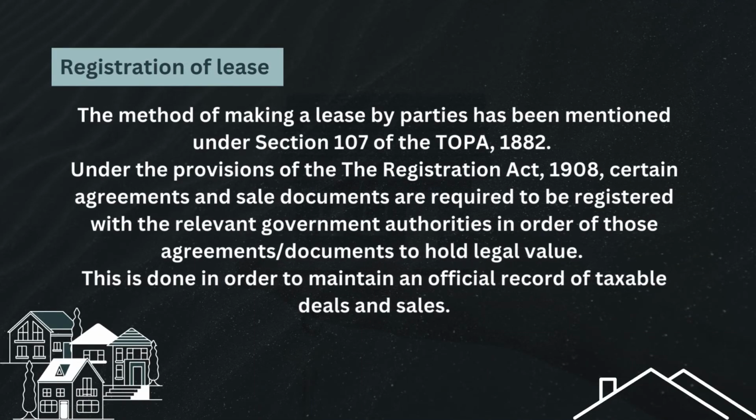Registration of lease. The method of making a lease by parties has been mentioned under section 107 of the Transfer of Property Act 1882. Under the provisions of the Registration Act 1908, certain agreements and sale documents are required to be registered with the relevant government authorities in order for those agreements or documents to hold legal value. This is done in order to maintain an official record of taxable deals and sales.